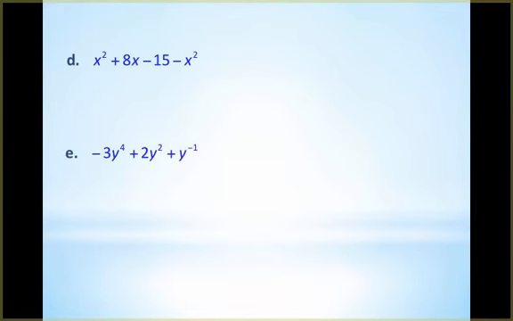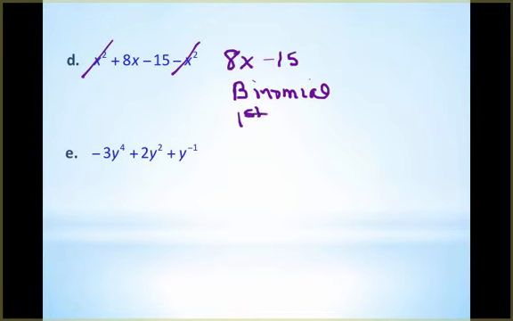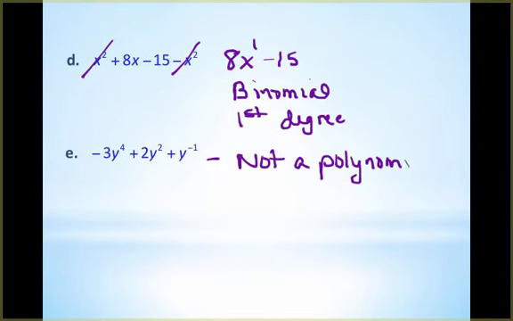In our next example, notice that if we start combining like terms, a positive x squared and a negative x squared will cancel, and then we'll have 8x minus 15, which can't be combined, and then that is a binomial, and it is a first degree binomial because our highest exponent is 1. And then in our last example, that is not a polynomial, and that is because of the last exponent. Notice that we have an exponent of -1, and polynomials can't have exponents that are negative.